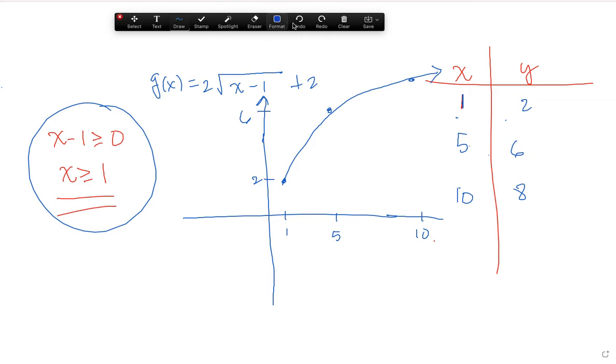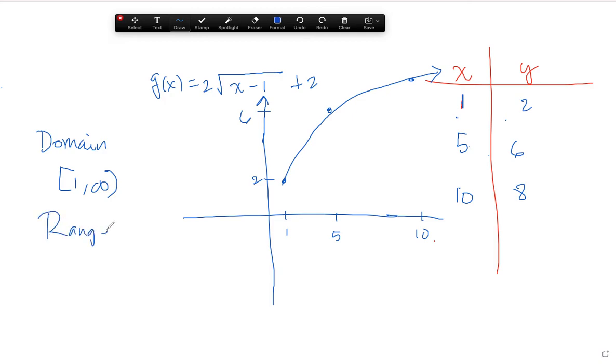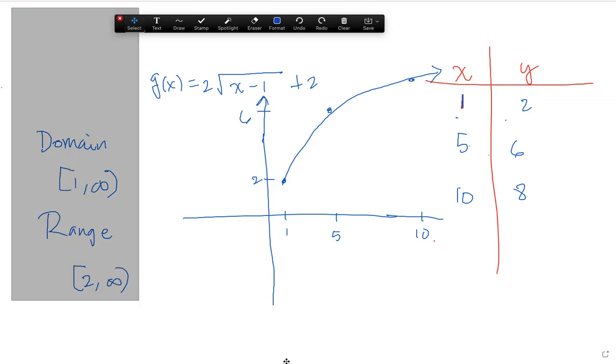So tell me the domain. Isn't it just 1 comma infinity, I guess? Yes, 1 comma infinity, and then a hard bracket at 1, soft bracket at infinity. Range? 2 comma infinity. Yes, bingo, beautiful, very well done. Okay.